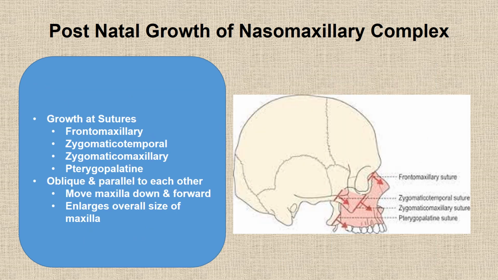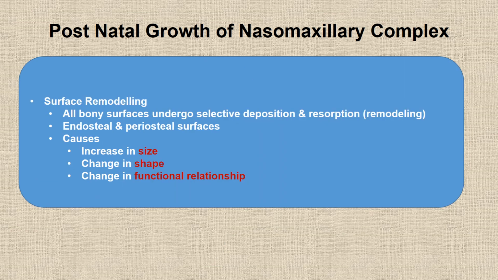Now, we also have growth at the sutures, and the sutures involved are the frontomaxillary, zygomaticotemporal, zygomaticomaxillary, and pterygopalatine sutures. Now, these sutures are oblique and roughly parallel to each other, and they cause the maxilla to move down and forwards. And it also enlarges the overall size of the maxilla.